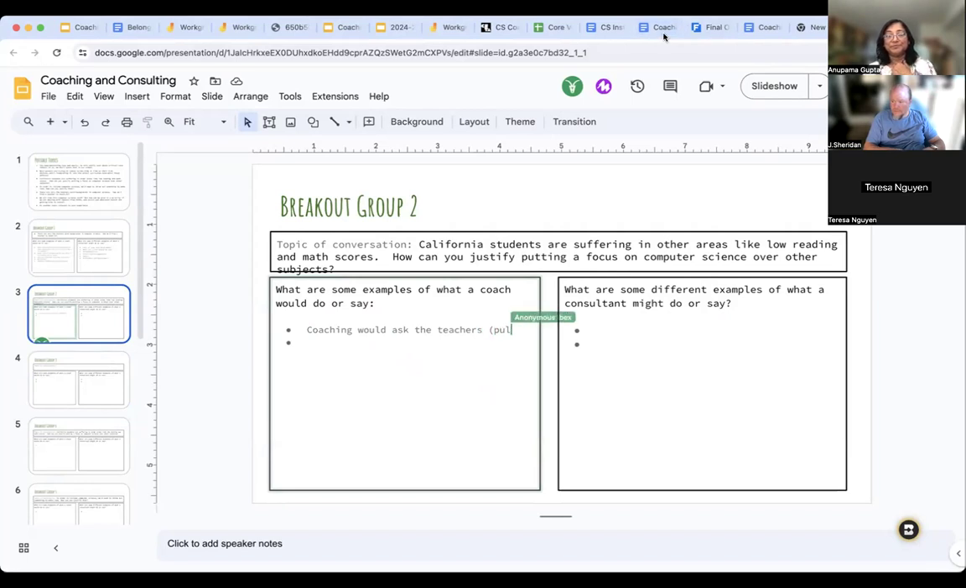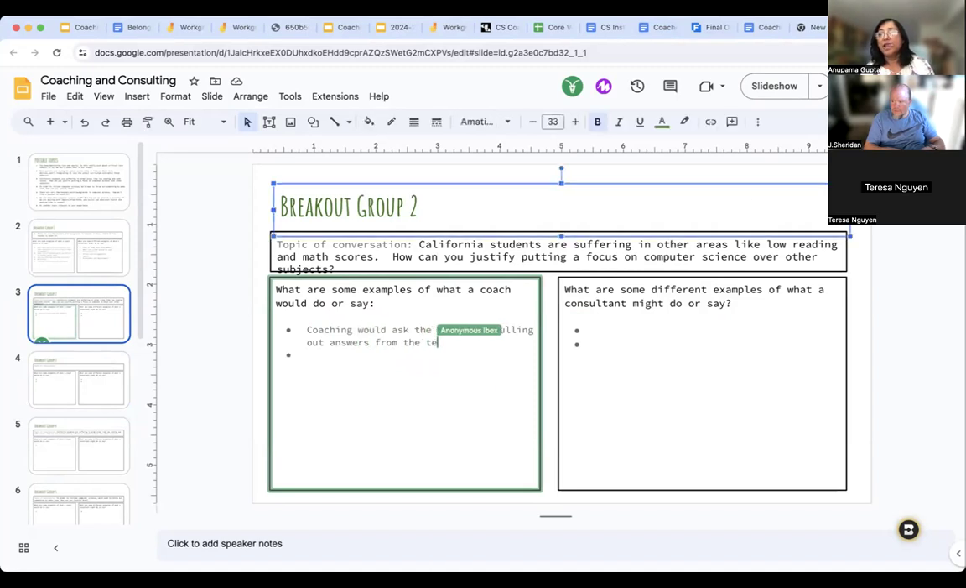Did you get the link? I can view the slides, but I would have to open it with Google Slides, which my app is not updated. Okay. But I can try to respond in the chat if that's okay. Yeah, sure. You can put it in the chat, like your coach move and your consultant move.